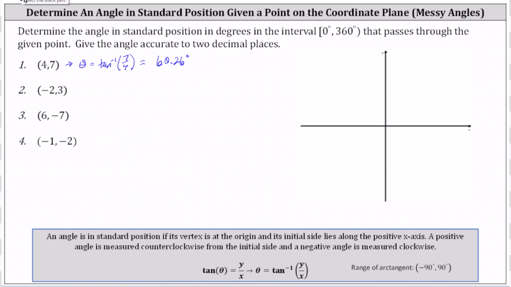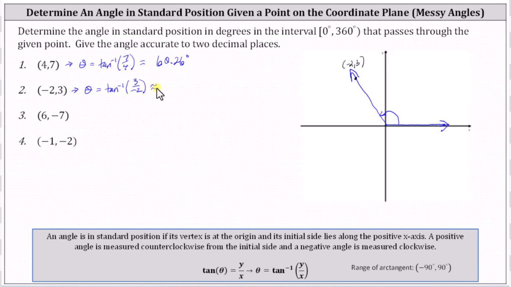For number 2, we have the point (-2, 3), which we'll say is approximately here, and therefore we're looking for this angle here. This is the initial side, this is the terminal side, and we have rotation counterclockwise. Notice the angle should be between 90 and 180 degrees. We know the angle theta is equal to inverse tangent of 3 divided by -2.